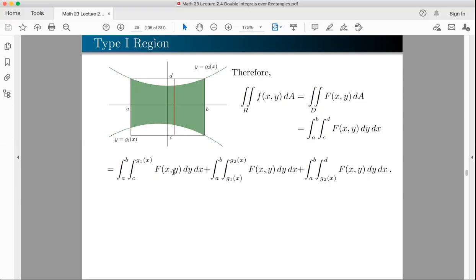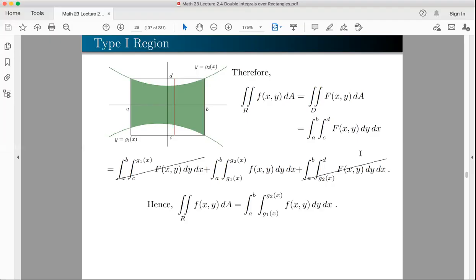Now take note that in the first iterated integral here, your y is in the interval from C to G1 of x. So the value of big F there is 0. So that makes the entire integral here 0. Going to the rightmost term, your y is between G2 of x and D. So again, that falls outside the region R, and the value of big F there is also 0. So this integral also becomes 0. And so we are left with the middle term, and that gives us the value of the double integral.